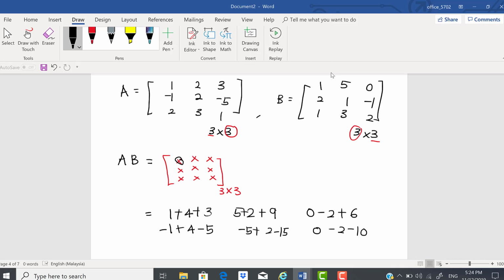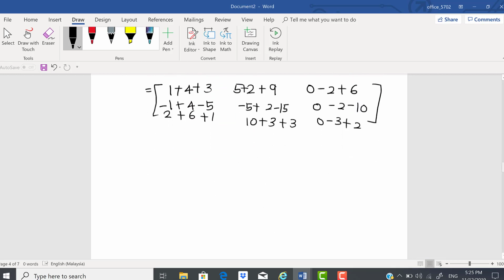For the last row, this row times this column. So you get 2 times 1 is 2. 3 times 2 is 6. 1 times 1 is 1. 2 times 5 is 10. 3 times 1 is 3. 1 times 3 is 3. Then 2 times 0 is 0. 3 times 1 is 3. 1 times 2 is 2. So we already have the 9 elements.